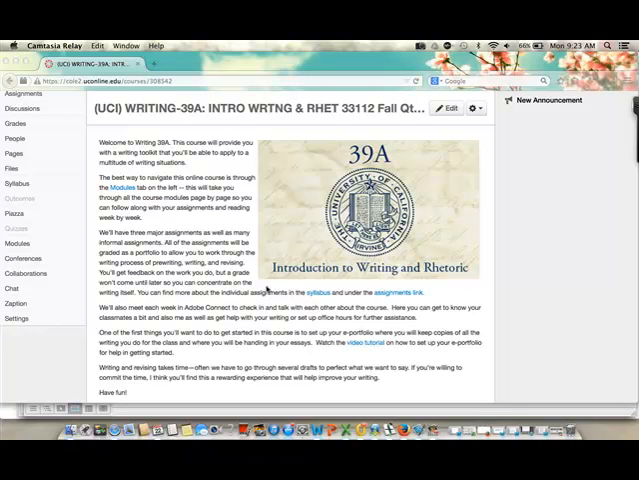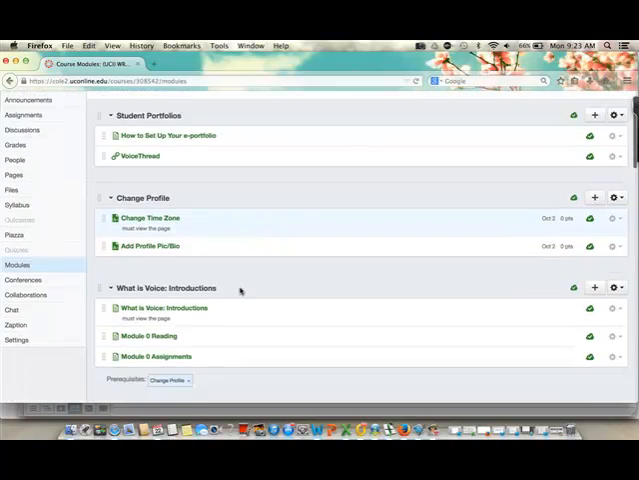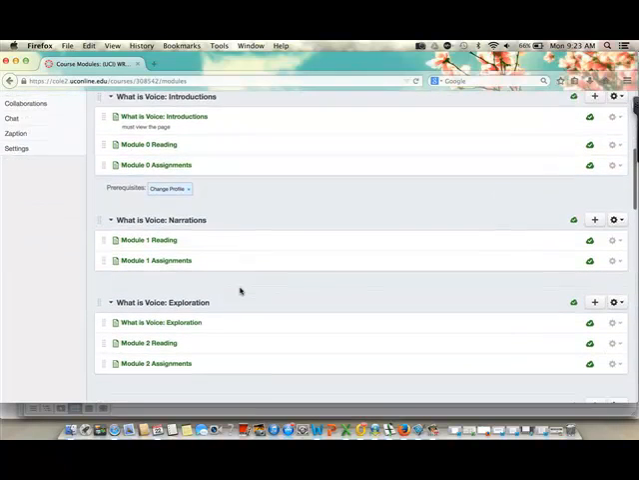You'll see on the opening page that one of the best ways to navigate through the course is through the Modules tab. So if you go over here and click on Modules, very quickly you'll see that we have laid out how to go through the course week by week according to the modules. And you can see what you need to do as you move through these.